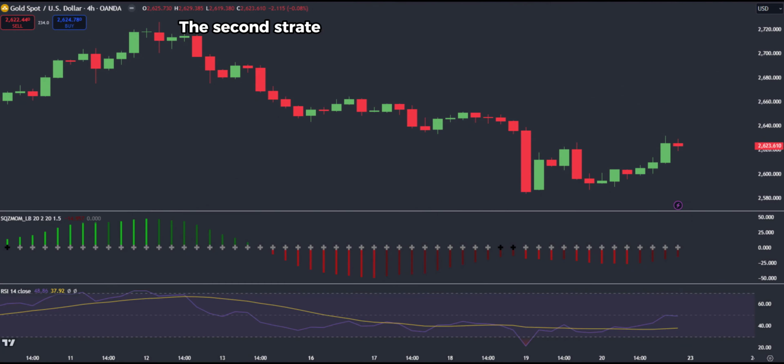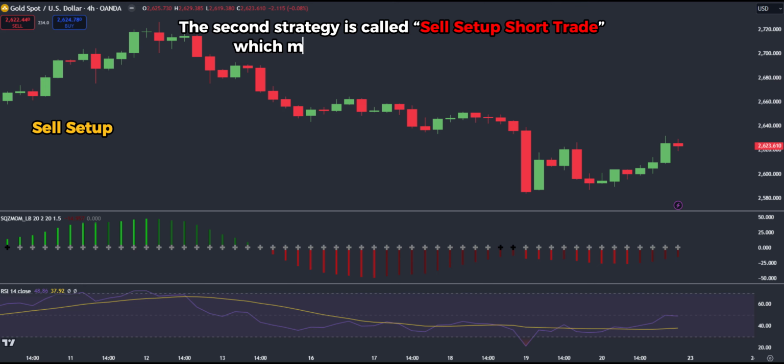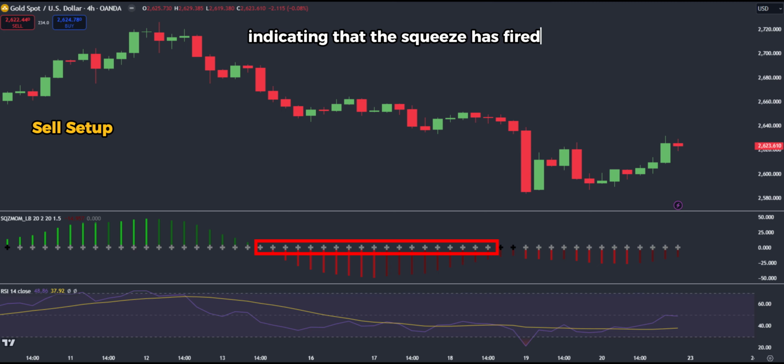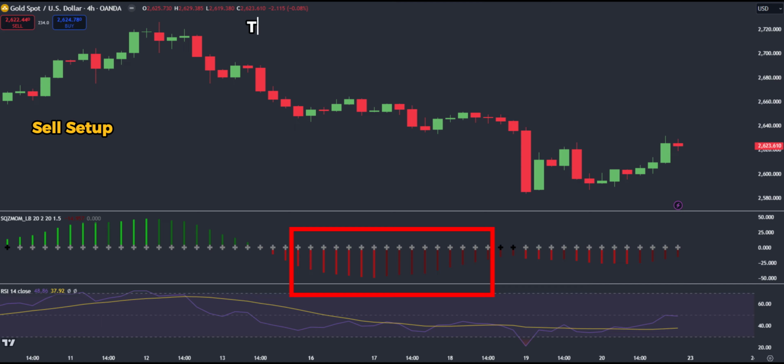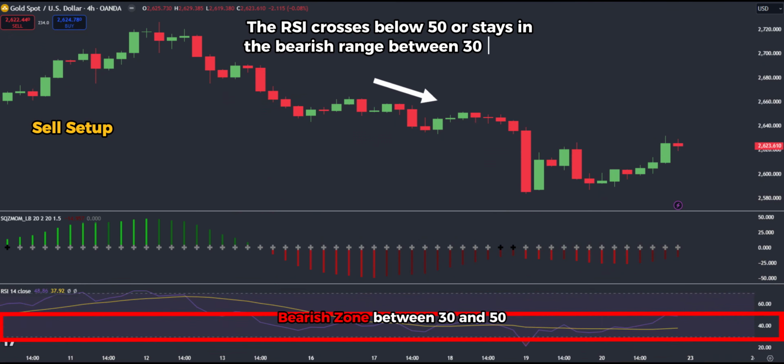The second strategy is called sell setup, short trade, which means black dots change to gray, indicating that the squeeze has fired. The histogram turns negative, signaling bearish momentum. The RSI crosses below 50 or stays in the bearish range between 30 and 50.